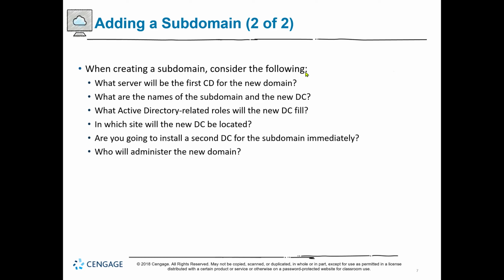Child domains and subdomains are basically the same thing. I mean, you can't be a subdomain without being a child domain of that. So yes, that is a good question.